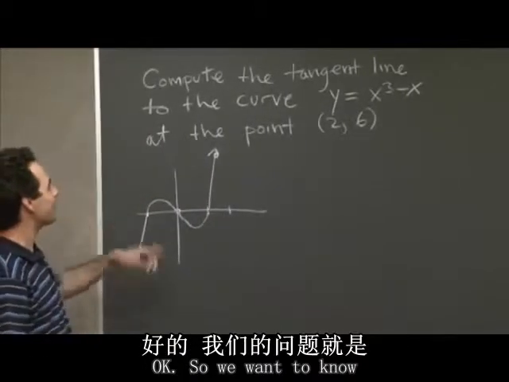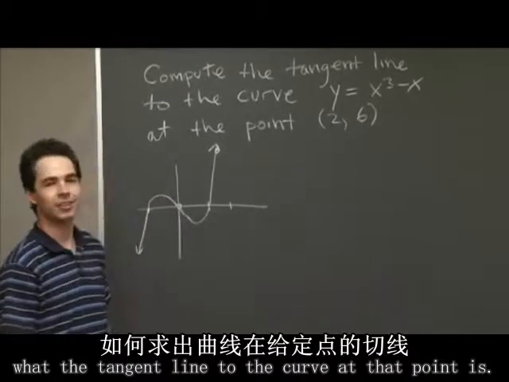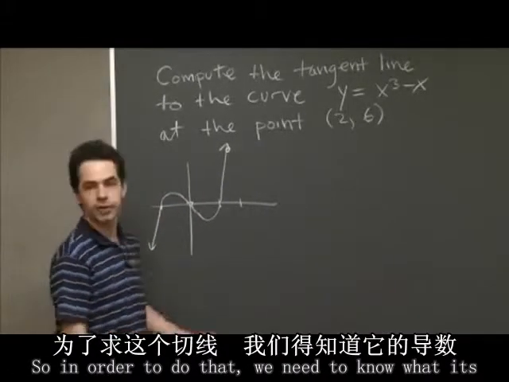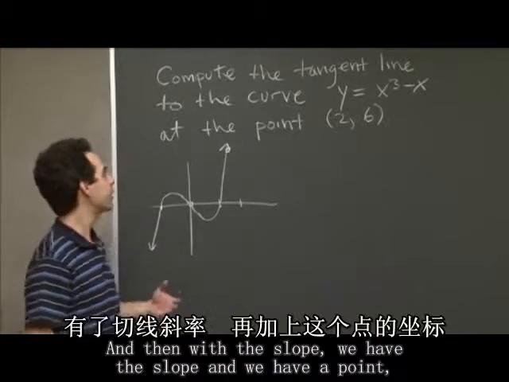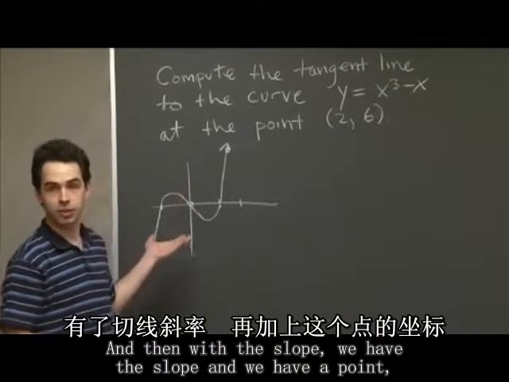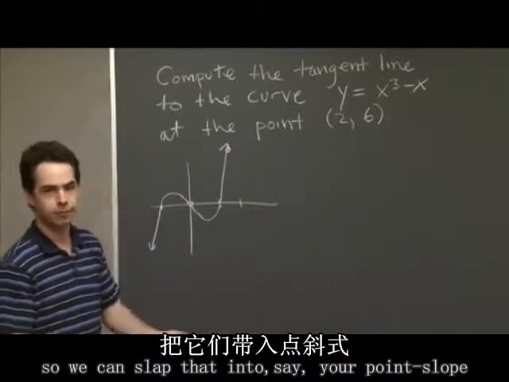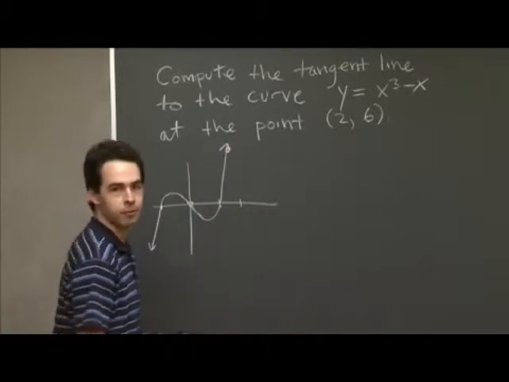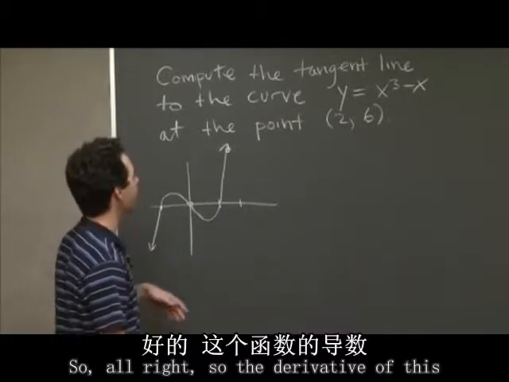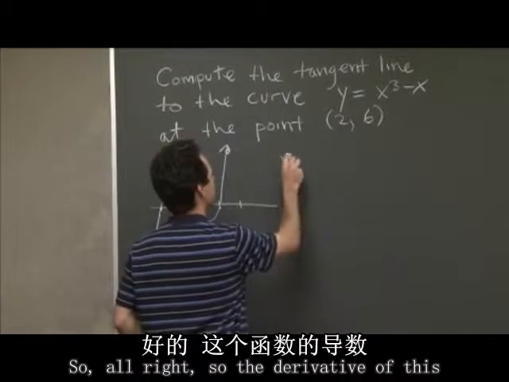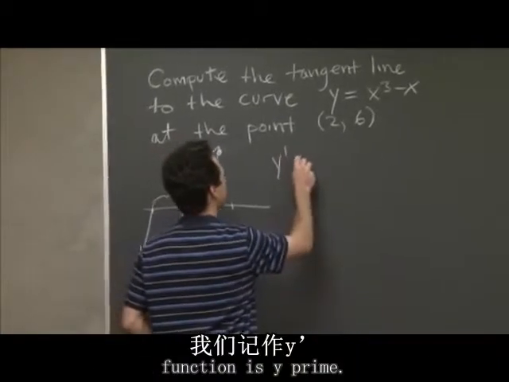We want to know what the tangent line to the curve at that point is. In order to do that, we need to know what its derivative is, and then that'll give us the slope. With the slope and a point, we can plug into, say, the point-slope formula for a line. So the derivative of this function is y prime.